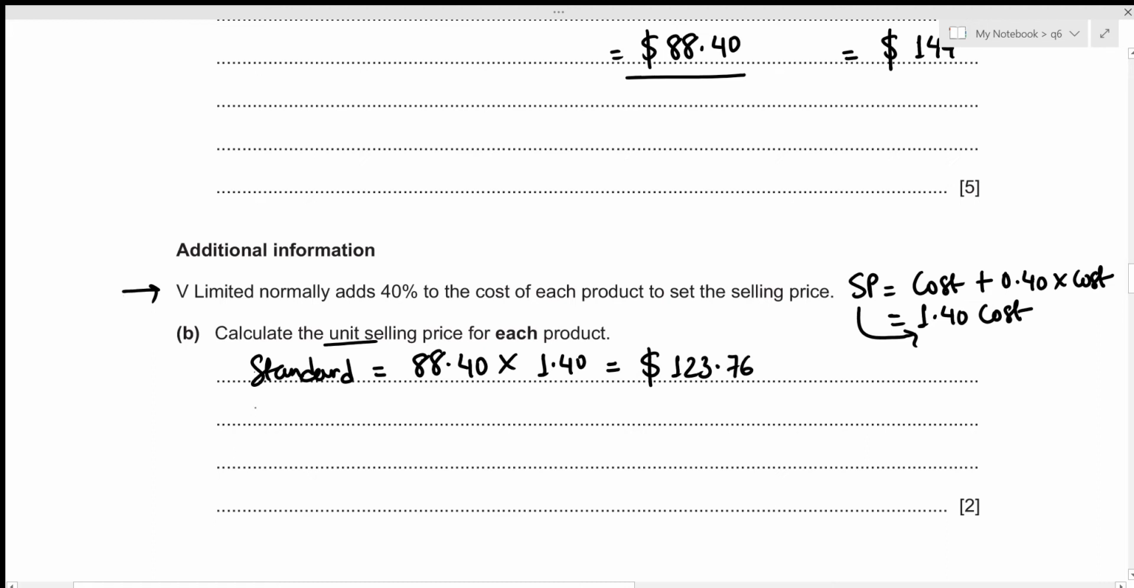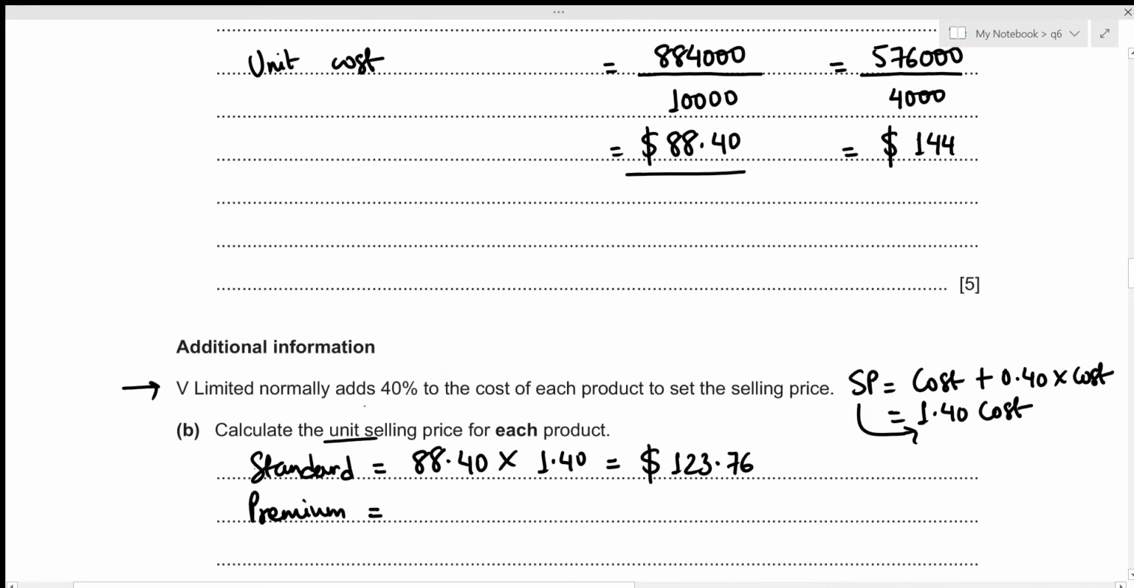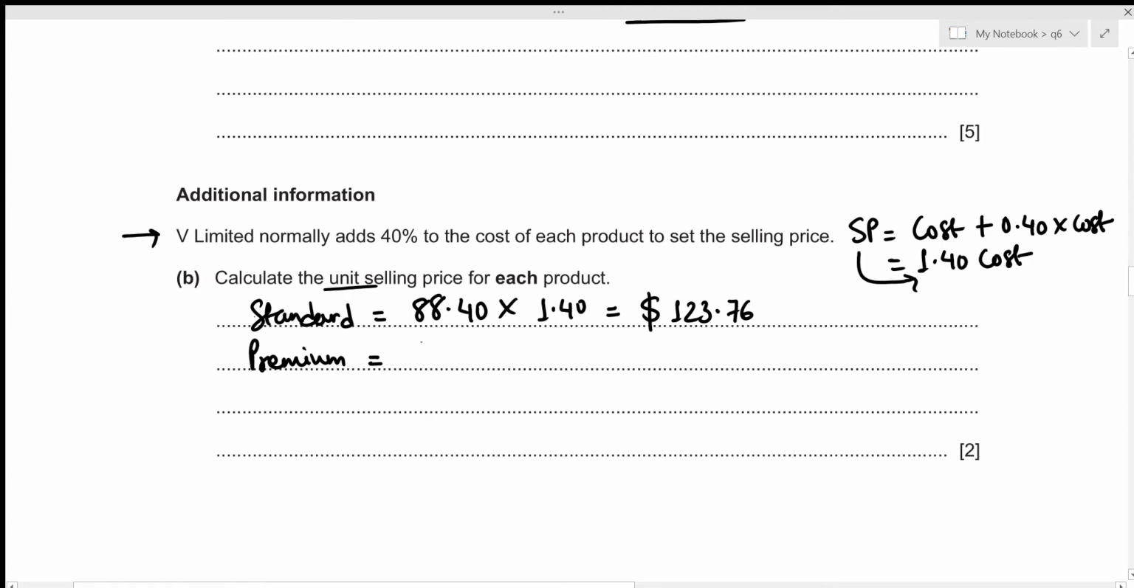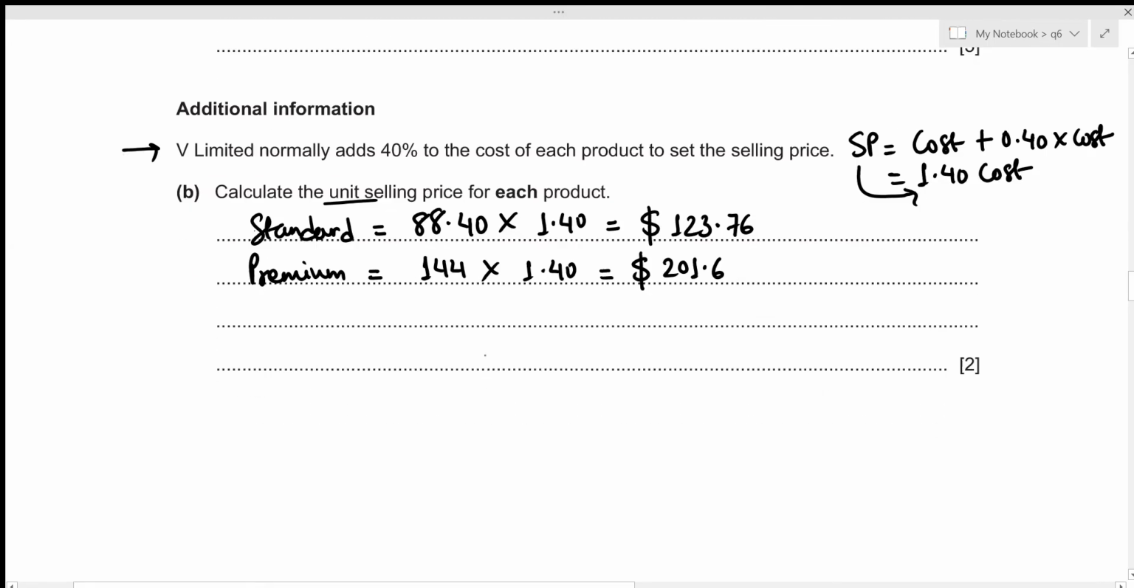Let's repeat the same process for premium. We need our unit cost for premium, which we figured out to be 144. Let's substitute that. And we just need to multiply it with 1.40. Now this gives our selling price per unit for premium to be 144 times 1.40, which results in the value of 201.6. This concludes the second part of this question. Now we can move towards the third one.